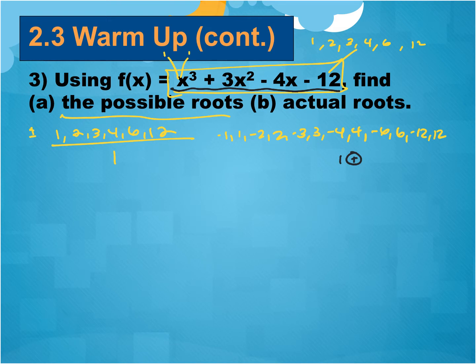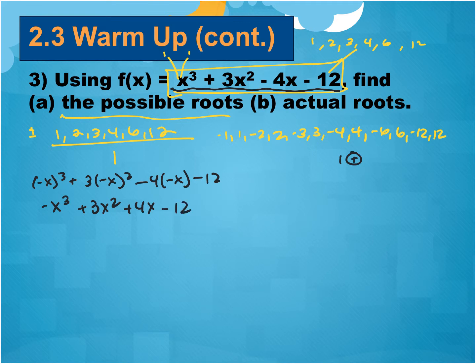If there were 2 or 0 positive roots, I would plug in the negative x, so it would be negative x to the third plus 3 negative x squared minus 4 negative x minus 12. And I'd get negative x to the third plus 3x squared plus 4x minus 12. How many sign changes are there now? 2. So there are 2 or 0 negative roots. There is going to be a question that just asks you to use Descartes' rule to determine the number of roots, and then you're done.